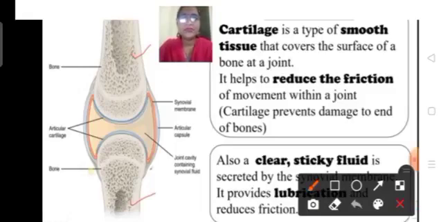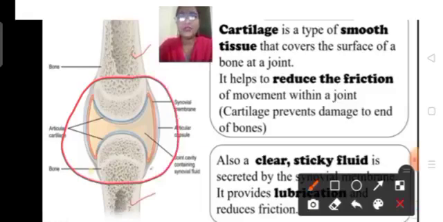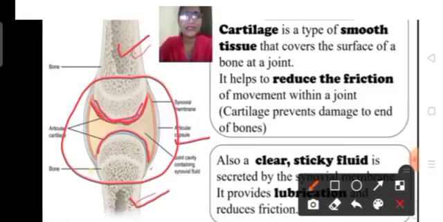Okay, so children, this is the diagram of a joint. In this joint you can see this is bone number 1 and this is bone number 2. They are meeting at this point. This is called a joint. If you look carefully, you will observe that these two bones are not in direct contact with each other. There is a smooth tissue present over here at the end of the bones. This tissue is known as cartilage.